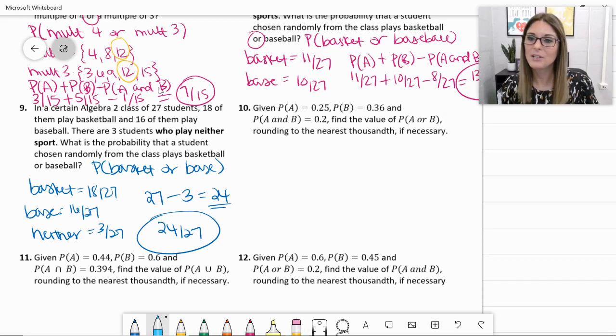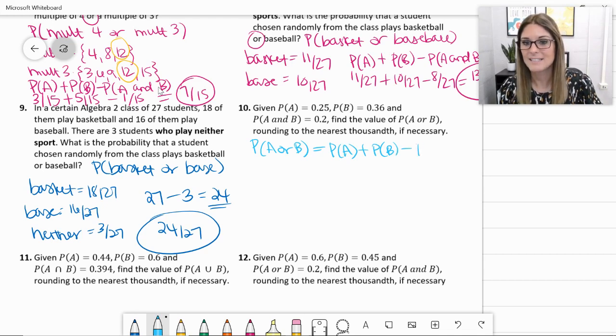All right, number 10, we are going to switch gears and we are going to focus on just the formula alone for overlapping events, where if you're looking for A or B, that probability is equal to the probability of A plus probability of B minus that overlap, right? A and B.